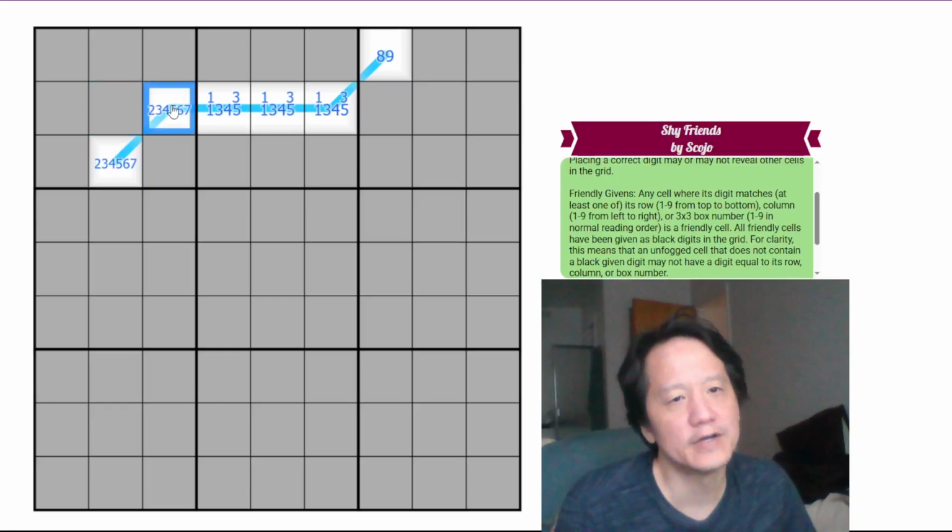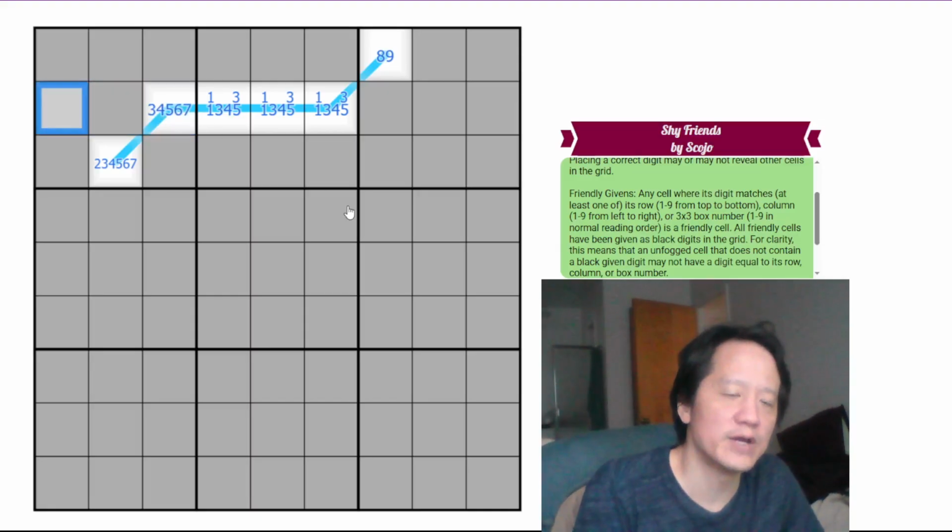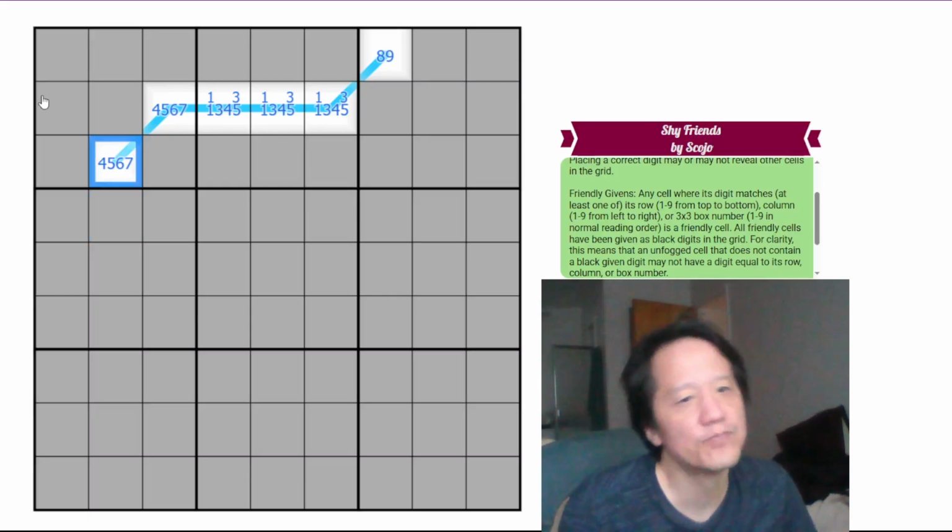This cannot match row 2. It cannot match column 3 in the box. So neither of these can match 2 or 3, because it's row 3 here, column 2 here. This is row 2, column 3 here. So they can't match 2 or 3 because they're not given. So it's at minimum 4 and 5.